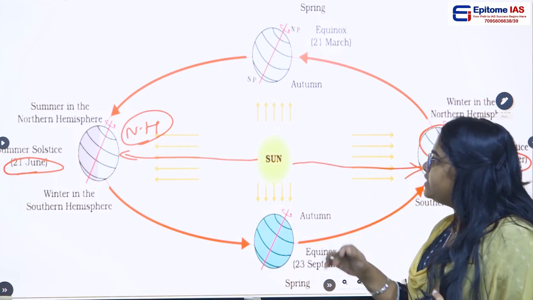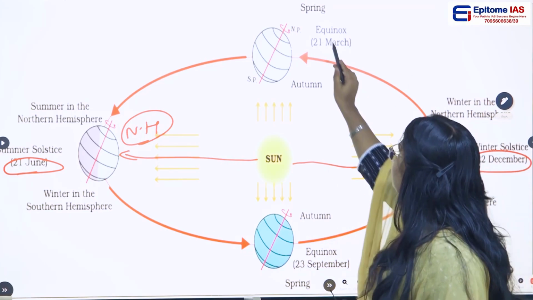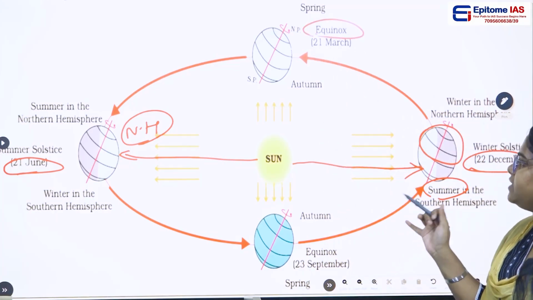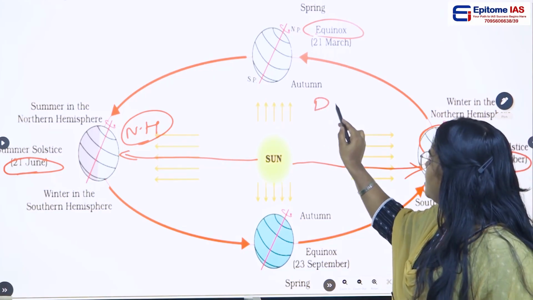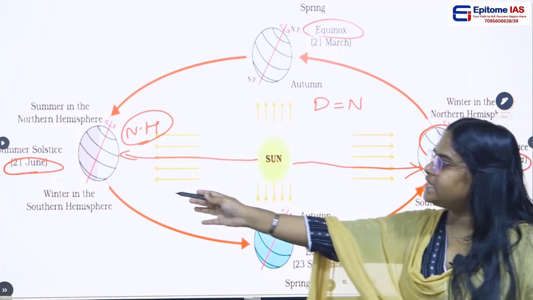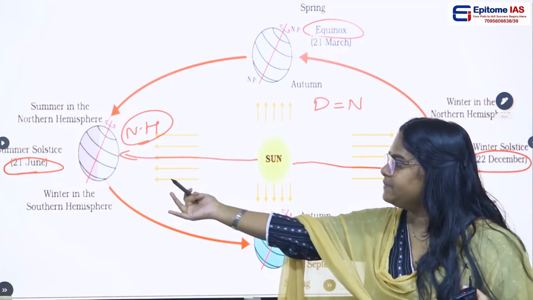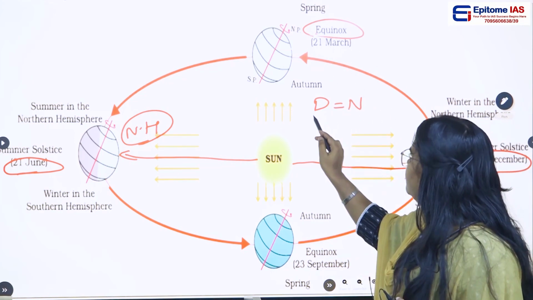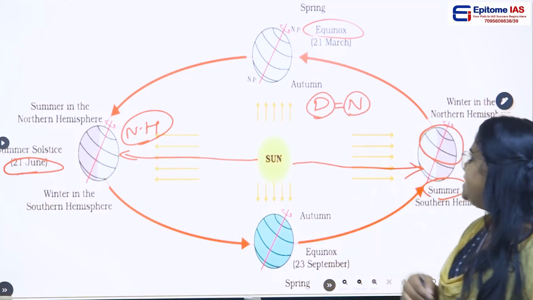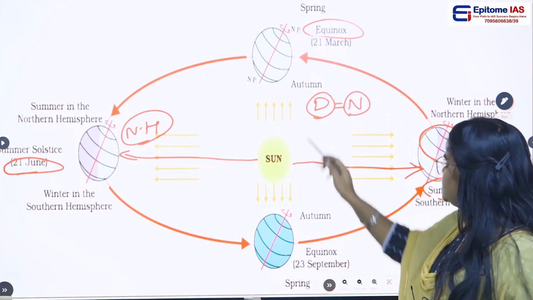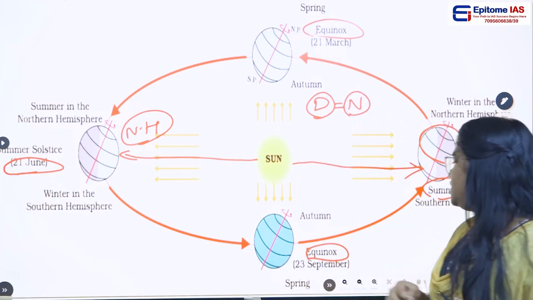And if you see, there are another two cases. We call them equinox. What is equinox? Equinox is when we have the day and the night equal. In summer solstice, we have a longer day. In winter solstice, we have a longer night and shorter day. But in equinox, we have equal day and night. So we have two equinoxes: one is the spring equinox and the other is the autumn equinox.